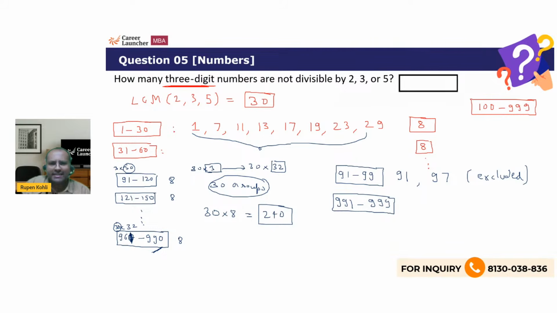So it's the same thing. We excluded 91 and 97, and here we are including 991 and 997. We are including similar two numbers. So what we need to include and what we need to exclude are the same in counting. Therefore, 240 itself is the answer to this problem. Again, this question has been designed on questions which have been asked recently. So this is something that we should be aware of.